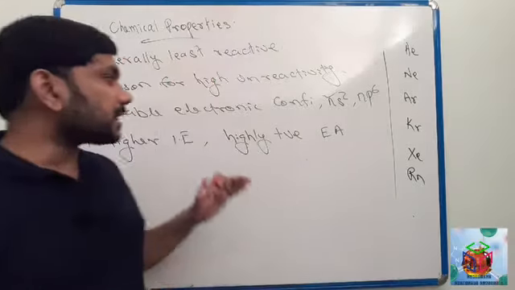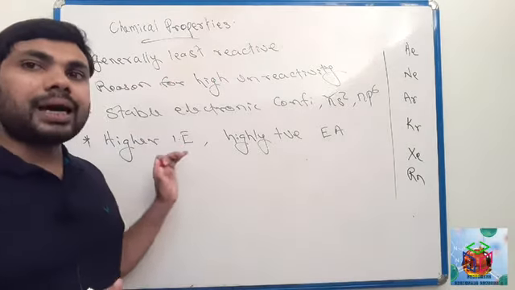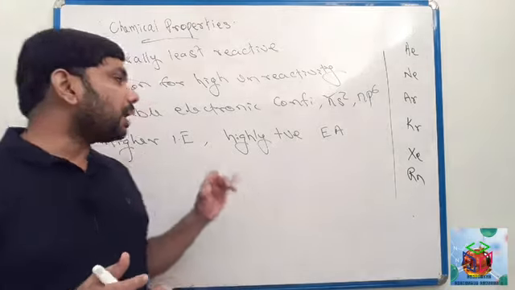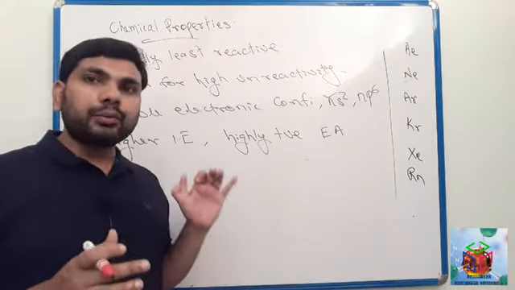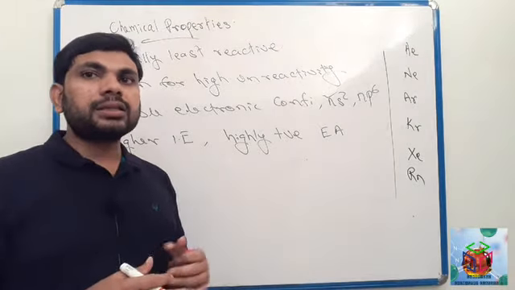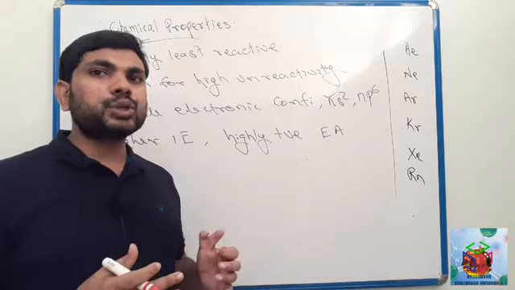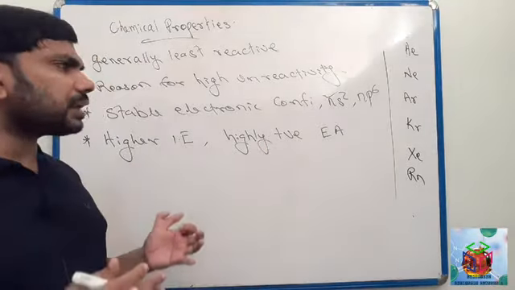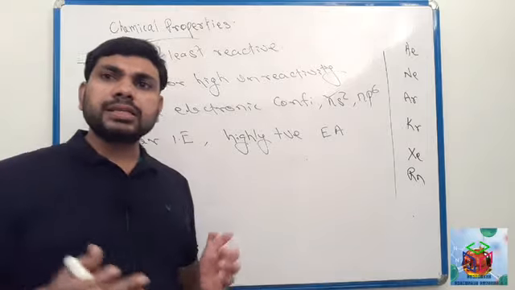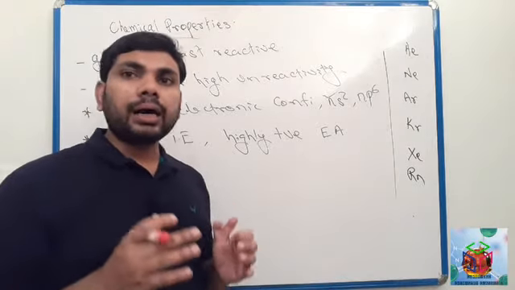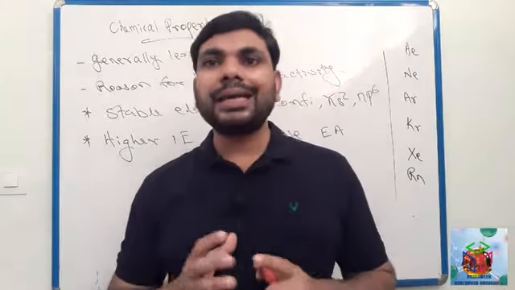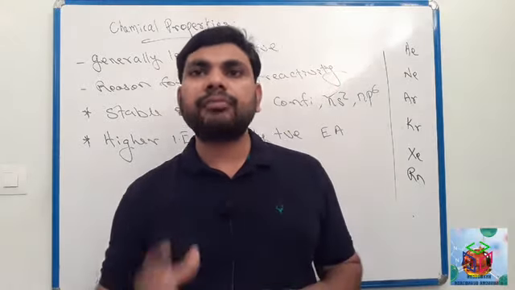Also these elements have very high ionization energy. They are stable, so they have very high ionization energy, and their electron gain enthalpy shows a very high positive value. These are the reasons for their high unreactivity. So noble gases or group 18 elements are highly unreactive.